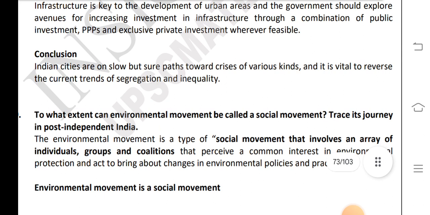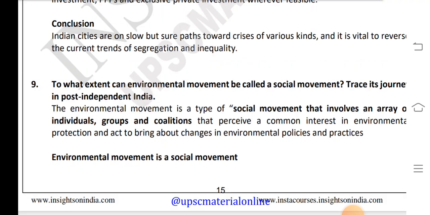Conclusion: India's cities are on a slow but sure path towards cities of various kinds, and it is vital to reverse the current trend of segregation and inequality.